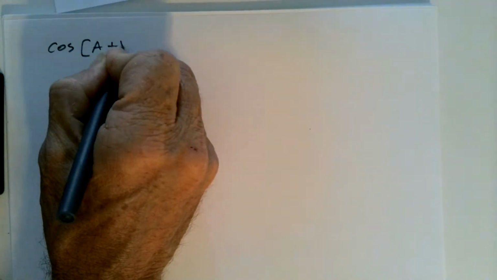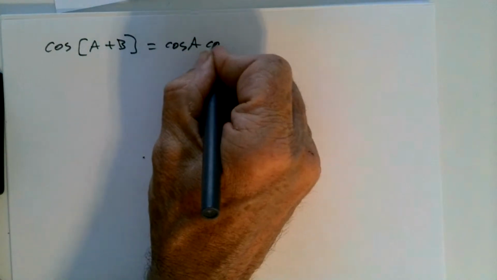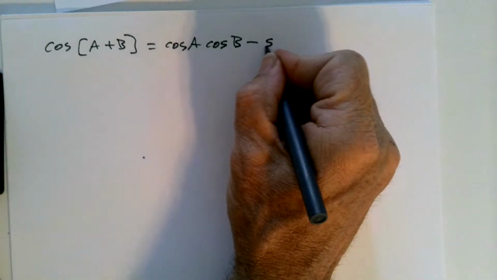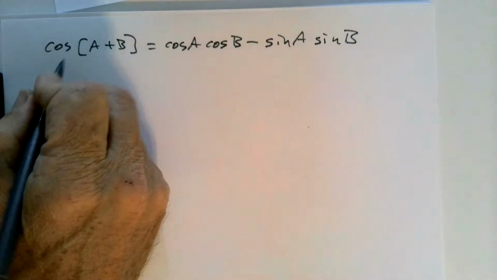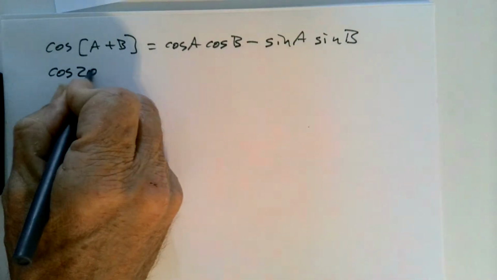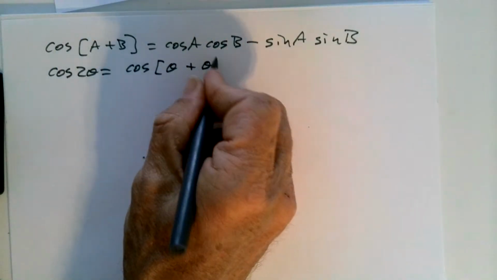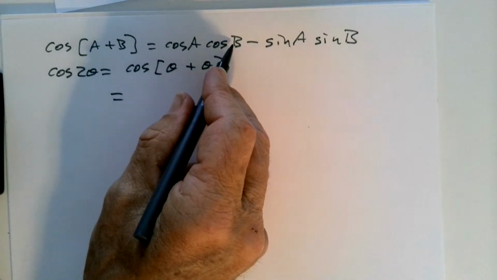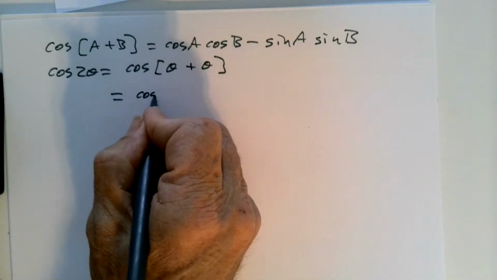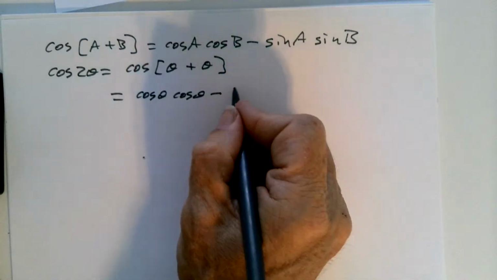Cosine of A plus B is cos A cos B minus sine A sine B. But I want cos of 2 theta, which is cosine of theta plus theta. So again, A is theta, B is theta. So I get cos theta cos theta minus sine of theta sine of theta.